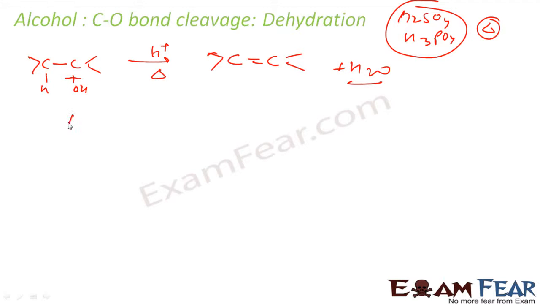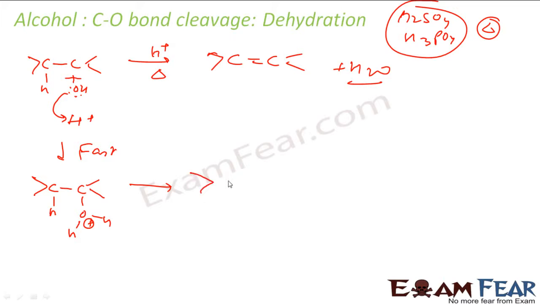If you want to see the mechanism, I'll show you. Oxygen has this lone pair, and it attacks H plus. So what happens next is the carbon has OH2 plus, the positive charge on oxygen. Why? Because oxygen has given electrons, so oxygen gets a positive charge. This is fast. Now OH2 has to leave, right? OH2 leaves, and this carbon gets a positive charge. This is slow.